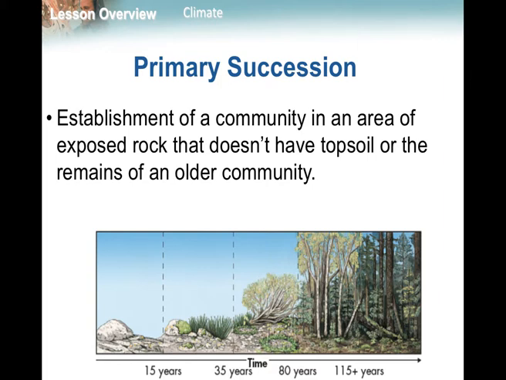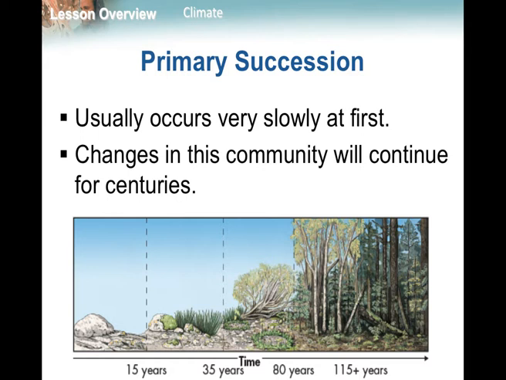And you can see in the image below that when you're looking at this type of succession, we start with a rock base, and it takes many years for an organism to take and repopulate that because they don't have a topsoil base to start from. This usually occurs slowly at first since they do not have that base to build off of, but changes will continue for centuries afterwards.